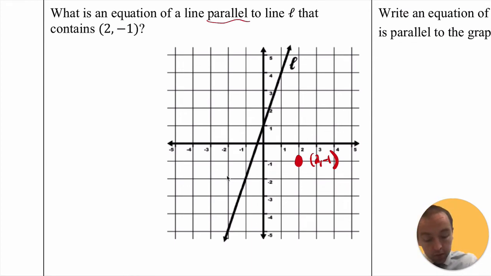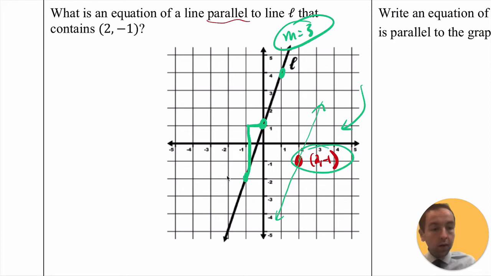So it'd be important to know the slope of L, and it does seem that there is a rise of 3 for every 1 unit of run, so the slope of L would be 3. That means the line that we want to write an equation for, that passes through (2, -1), needs to also have a slope of 3 to be parallel to L. So our line's going to look like this, and we want to determine exactly what the equation of that line would be. Knowing the slope of the line and a point on the line should instantly tell you we can write this in point-slope form.